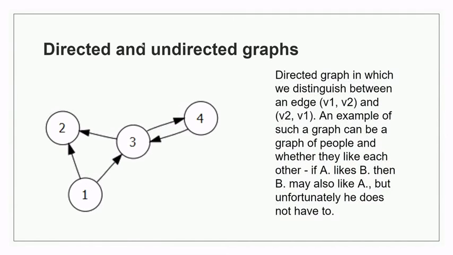A directed graph is one in which we distinguish between an edge v1, v2 and v2, v1. An example of such a graph can be a graph of people and whether they like each other. If A likes B, then B may also like A, but doesn't have to. Here we can see that 1 is related to 2, but 2 is not related to 1.